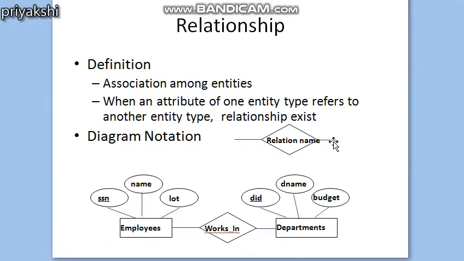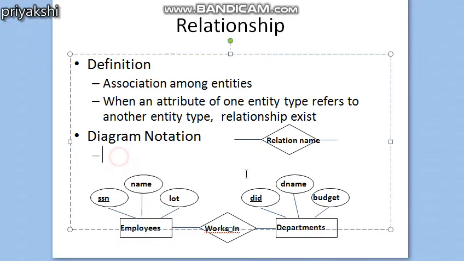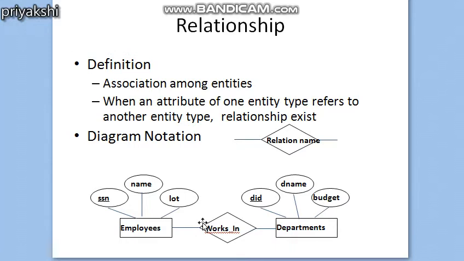So this is how a relationship can exist between two entities when one attribute of an entity refers to another entity type. Fine. Now see, if none of the attributes is referring to this entity type, then there will not exist any relationship between these two entities, okay? So this is how a relationship is represented in an ER diagram, the entity relationship diagram. These are the two entities connected by this straight line.